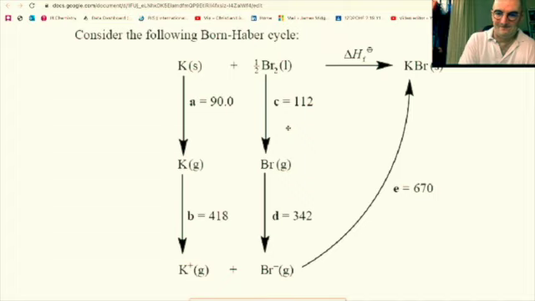Vaporization. Atomization. Okay, what needs to be atomization? And this one is atomization. Yeah. And this one, the electron affinity. And this one? That is the lattice enthalpy. It is the lattice enthalpy.